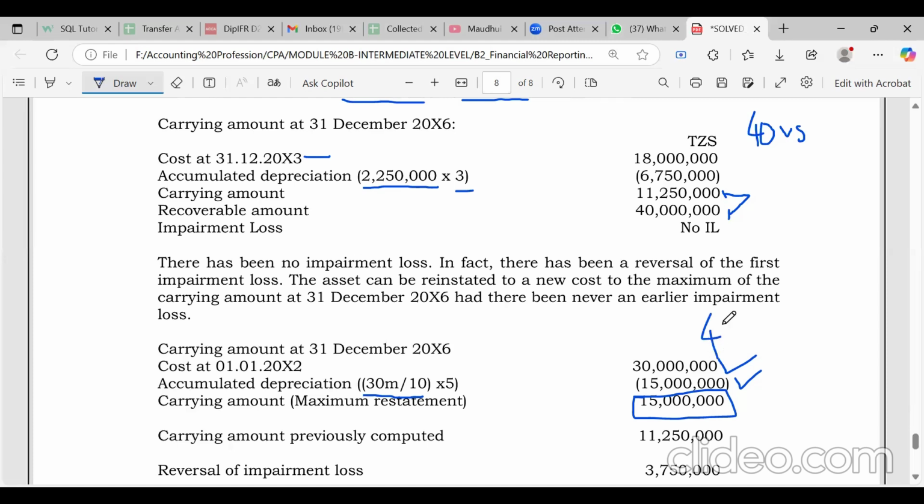You just compare 40 million, which is the new recoverable amount, and 15 million. You take the lower. We can only increase this carrying amount up to the lower of these because 15 million is the cap. We should not exceed this 15. So in case the recoverable amount was, let's say, 13, we would say, okay, increase it to 13. But in case it exceeds 15, we can only go to 15. Simply speaking, you increase the carrying amount to the lower of the new recoverable amount or the depreciated historical cost, whichever is lower. It shouldn't exceed this 15 million.